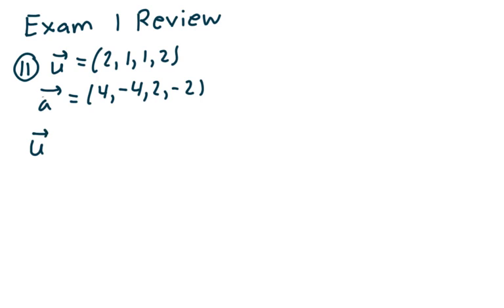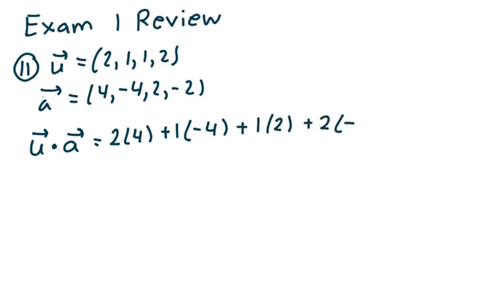The dot product of U and A is equal to 2 times 4 plus 1 times negative 4 plus 1 times 2 plus 2 times negative 2. But this is equal to 8 minus 4 plus 2 minus 4. But that's 2.